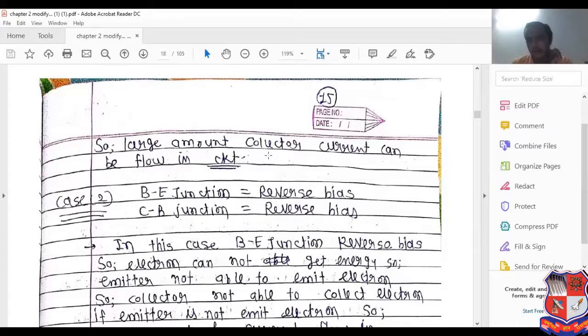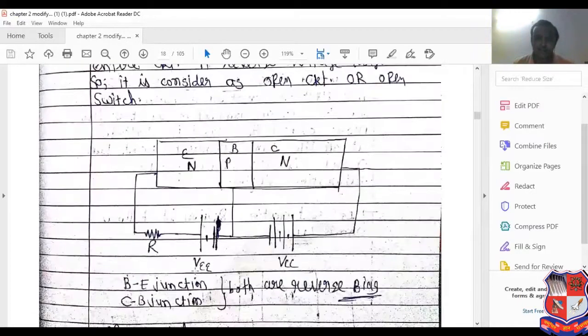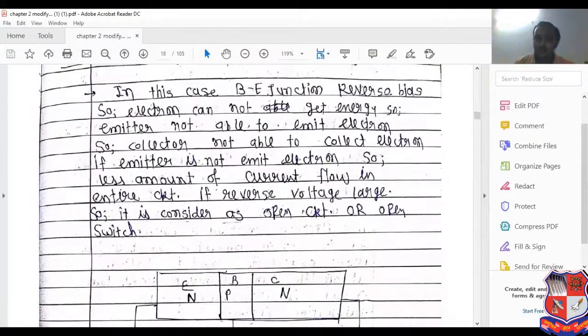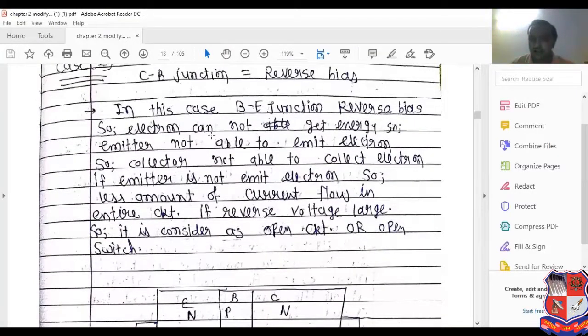Now, case number 2, which is the most important. Both junctions are in reverse bias. If we put both junctions in reverse bias, see this, this is reverse bias, and this is also reverse bias. In the reverse bias condition of the base-emitter junction, the electrons cannot get energy. Electrons cannot flow in the circuit. I will explain with the help of the whiteboard.